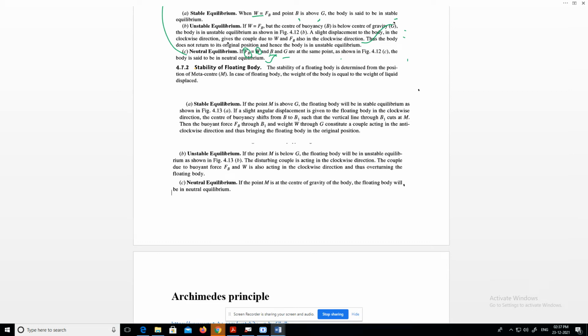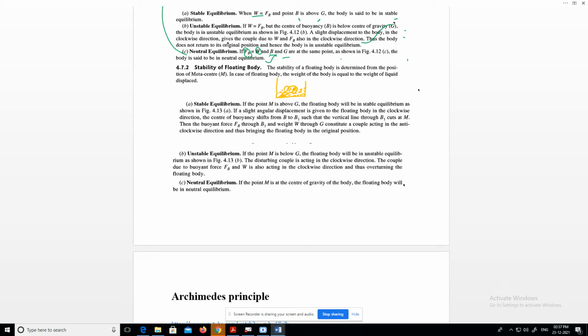Stability of floating body. The floating body will be like this. So the body will float, with half of the volume in water and the remaining half of the volume in air. The body is continuously floating. It will not submerge. That's the idea behind this, right?